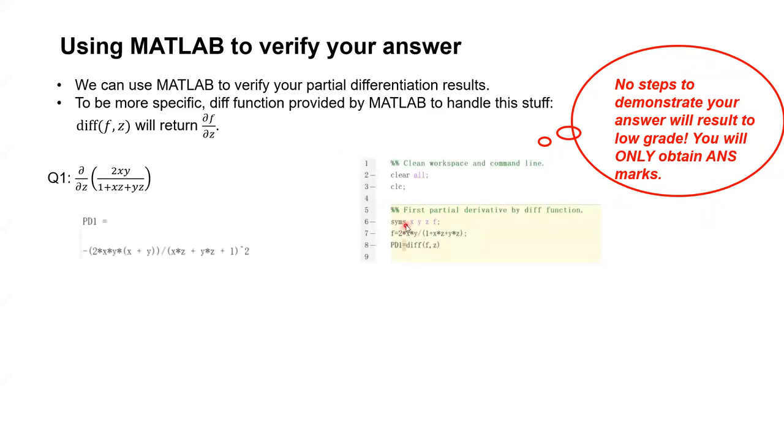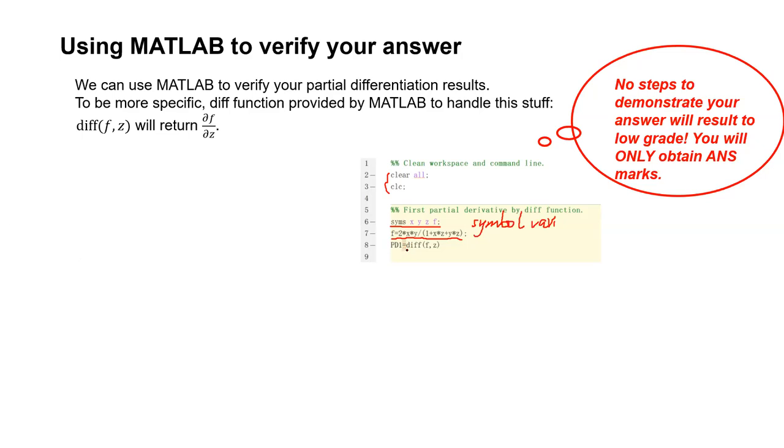First, in MATLAB, this is the source code. We first clear everything in the workspace and the command line. And second, we define four symbolic variables. If you don't know what a symbolic variable is, you can Google it. And then we list the function we want to differentiate.